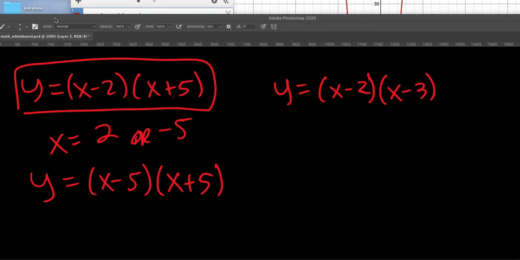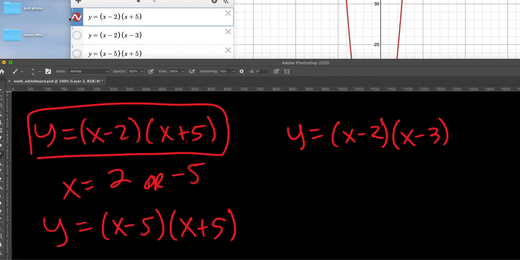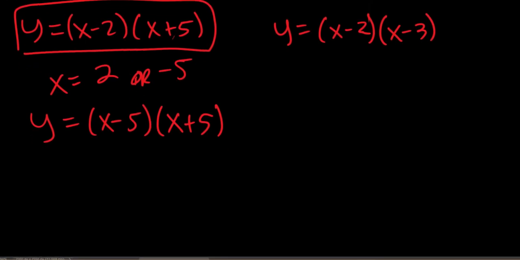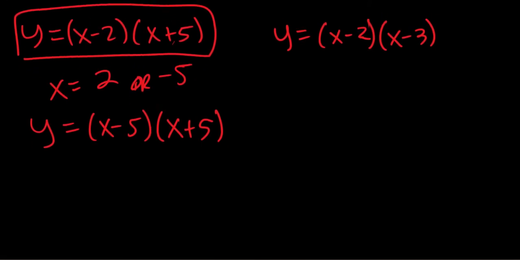So let's try that. Now, just from that little experiment that we did, we know that we just changed the sign right here. So it's 2, change the sign right here. So it's 3.